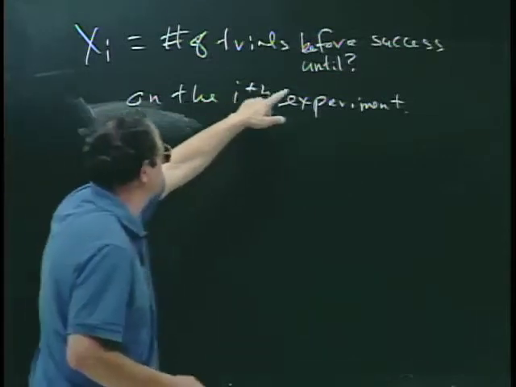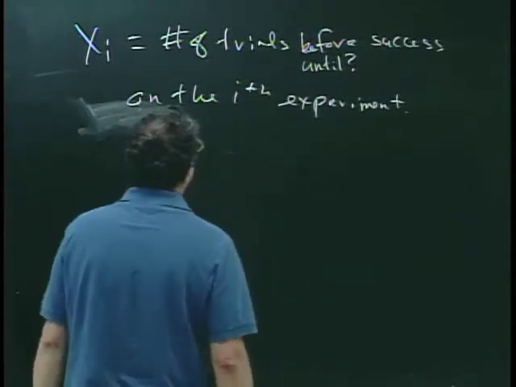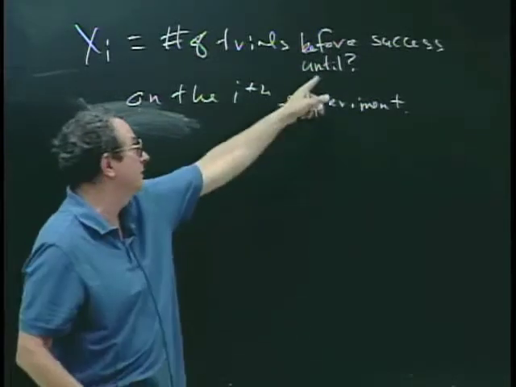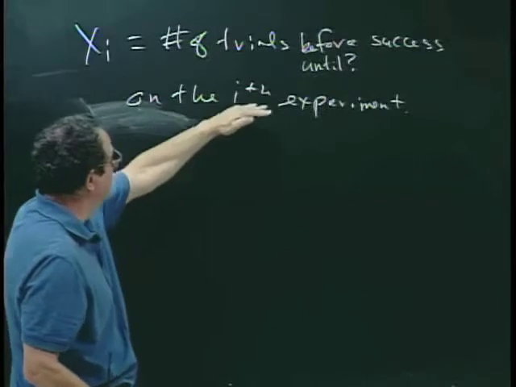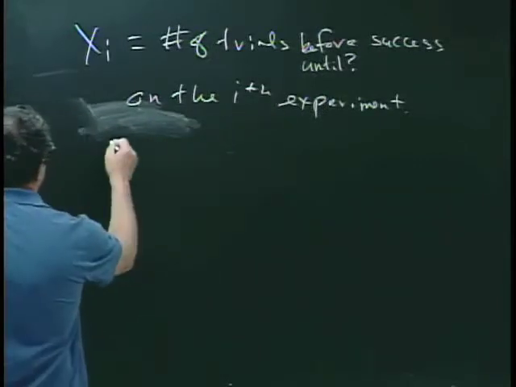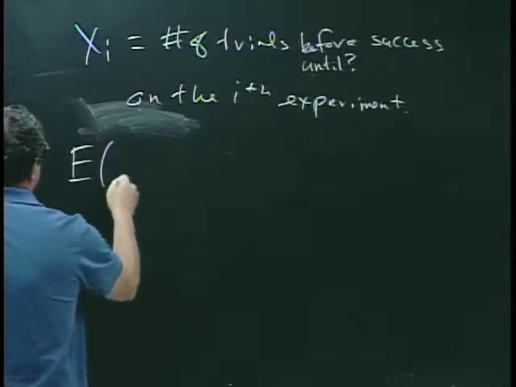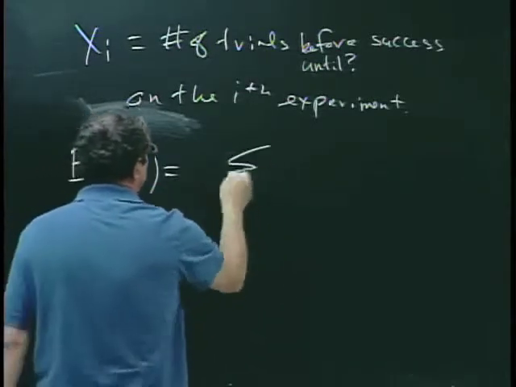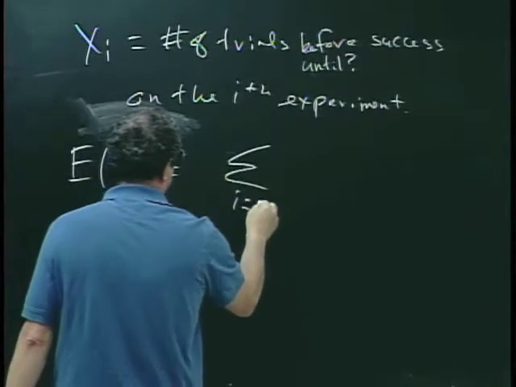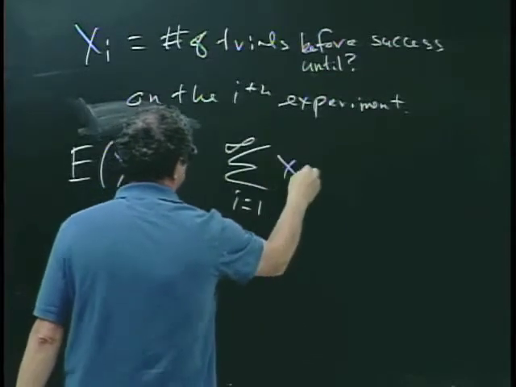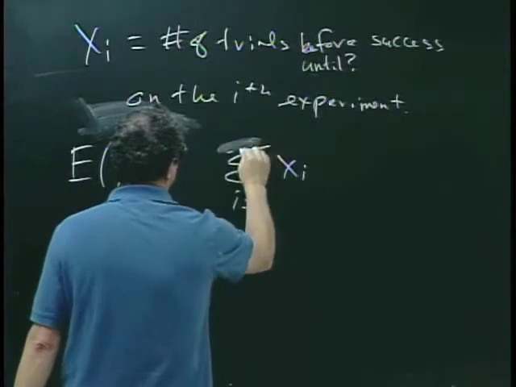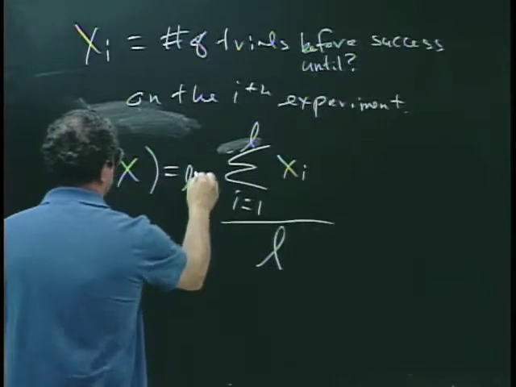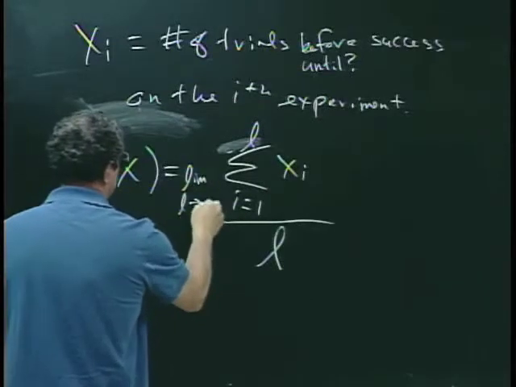That's if it was until. Number of trials, success. I'm being unclear here yet. All right, still. On the ith experiment, then the expected value of x is equal to the summation from i equals 1 through L of xi, over L, limit as L goes to infinity.